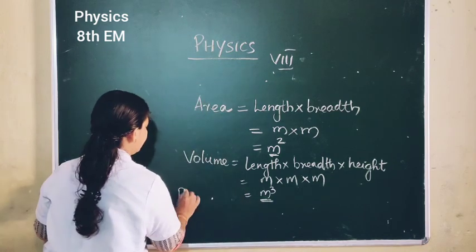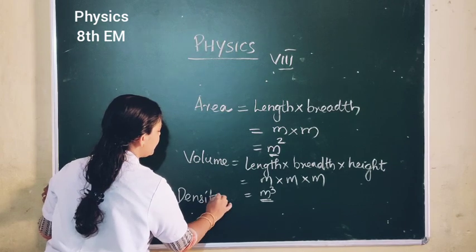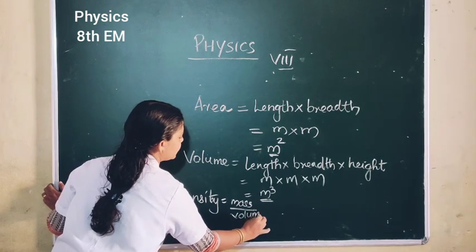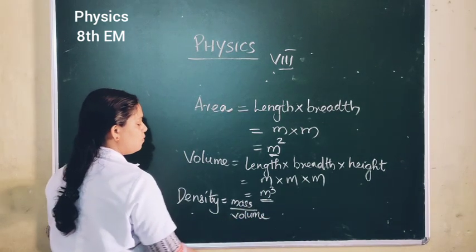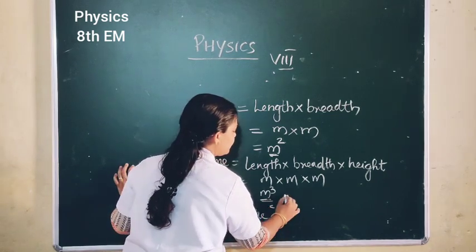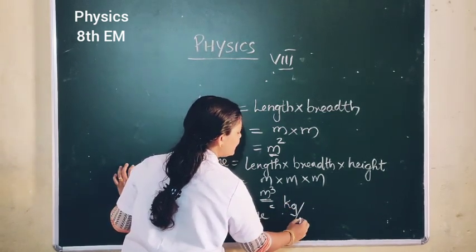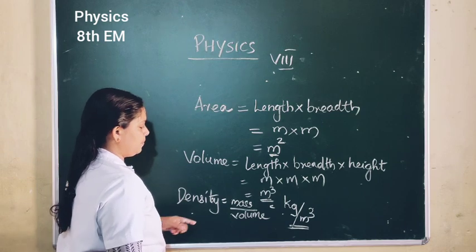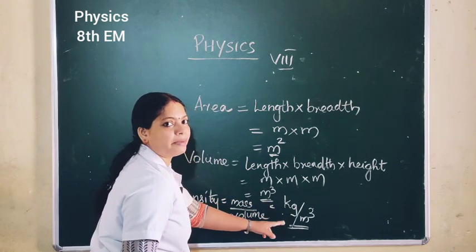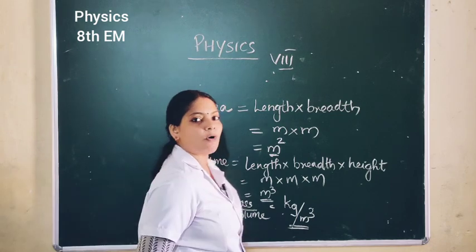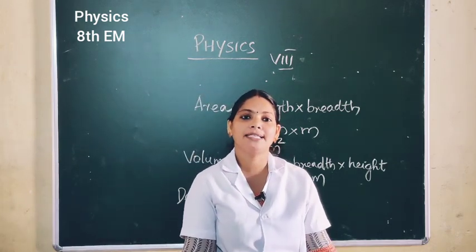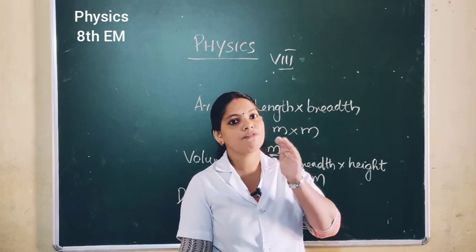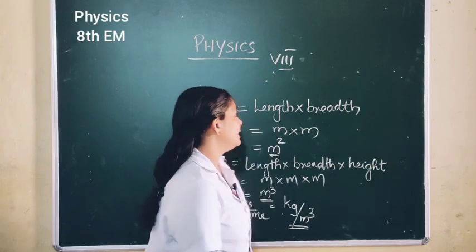Next physical quantity, density. Density is mass by volume. You will study it in a later class. Density is equal to mass by volume. The unit of mass you have already learnt, that is kilogram. The unit of volume is meter cube. So, the unit of density is kilogram per meter cube. Here kilogram and meter both are fundamental units. So, the unit of density is also expressed in terms of fundamental units. These physical quantities which are expressed in terms of fundamental units are known as derived units.